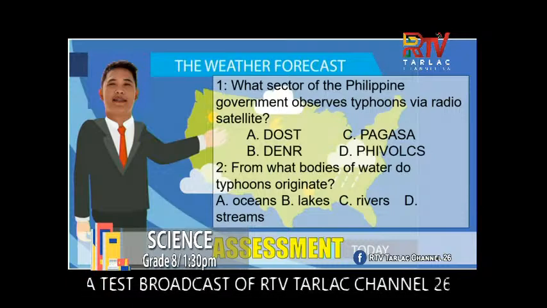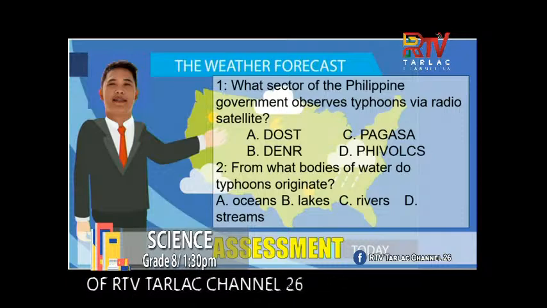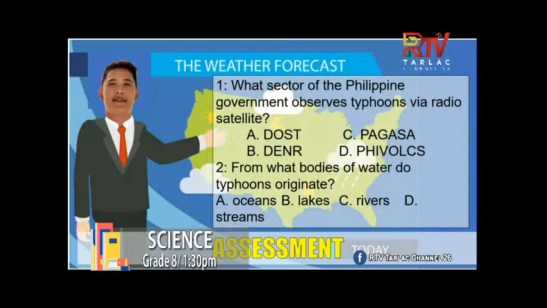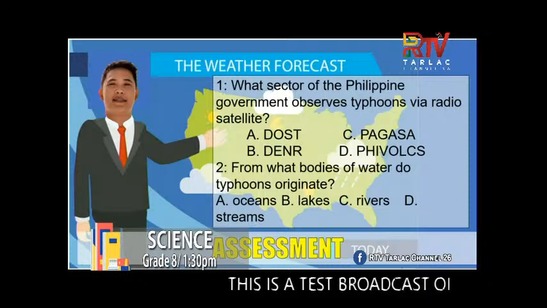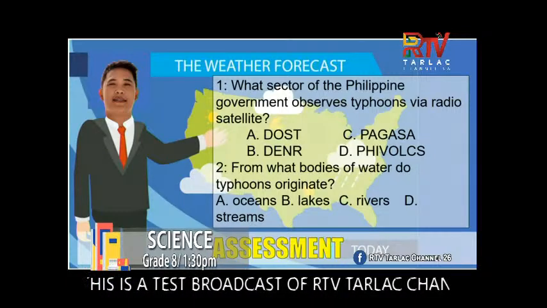Number 2. From what bodies of water do typhoons originate? A. Oceans, B. Lakes, C. Rivers, or D. Streams. Again, here are the choices. A. Oceans, B. Lakes, C. Rivers, and D. Streams.